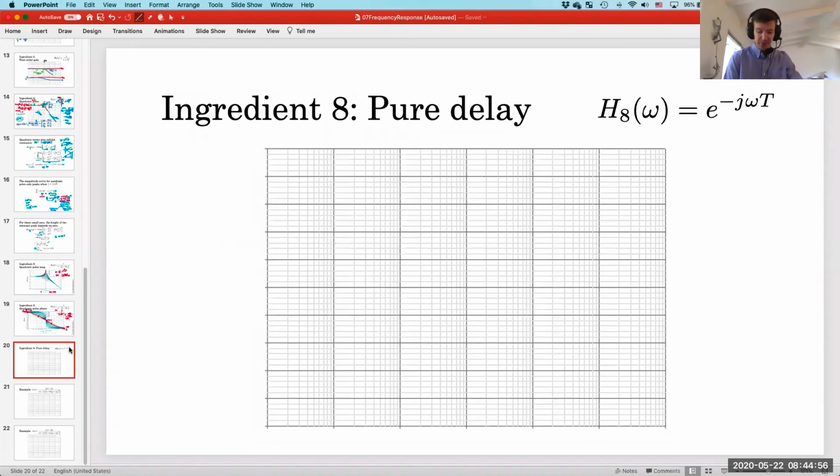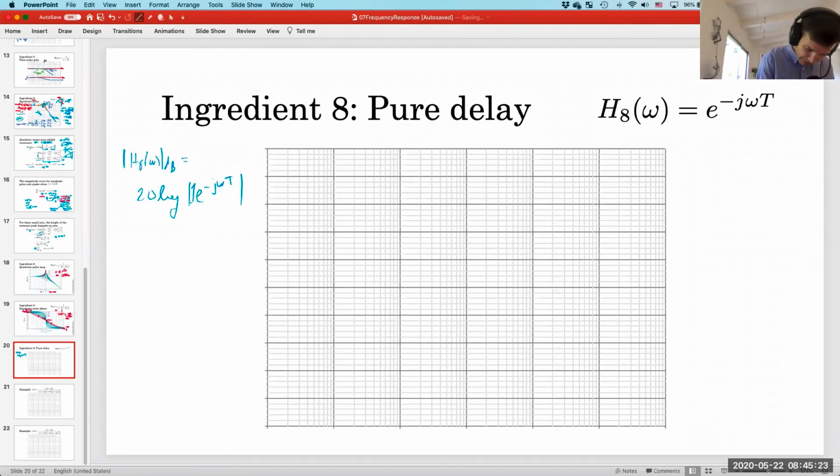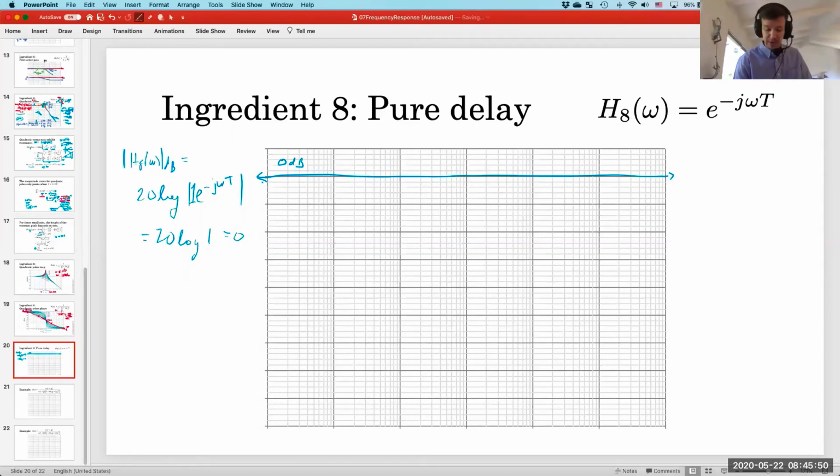The last ingredient is a pure delay. So what does the magnitude of this function look like? The magnitude of H of omega in dB is 20 log of the magnitude of e to the minus j omega T. But this has magnitude 1, so regardless of omega, this is 20 log of 1, which is 0. So just like a positive constant had 0 phase, a pure delay has 0 gain and 0 attenuation, if you like.